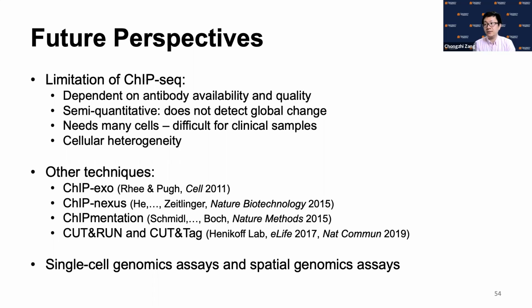So ChIP-seq technology has been developed for nearly 14 years, and it is used primarily to study the general genome profile of the epigenome, using a large amount of cells. But there are certain limitations of ChIP-seq. Of course, first of all, it highly depends on the availability and the quality of the antibody.